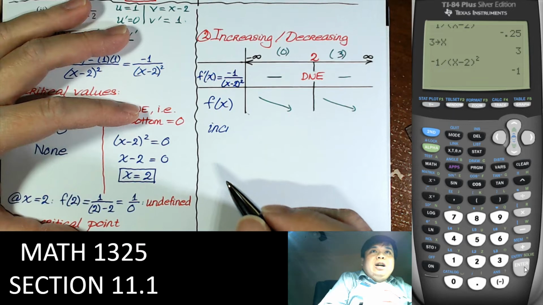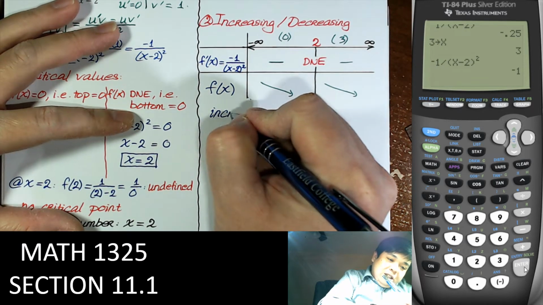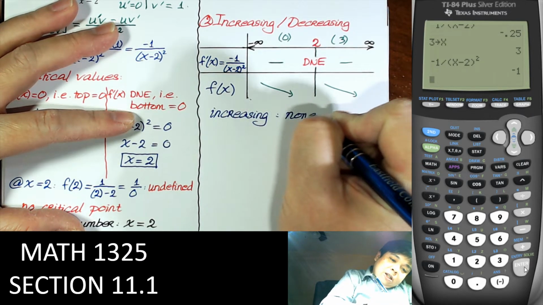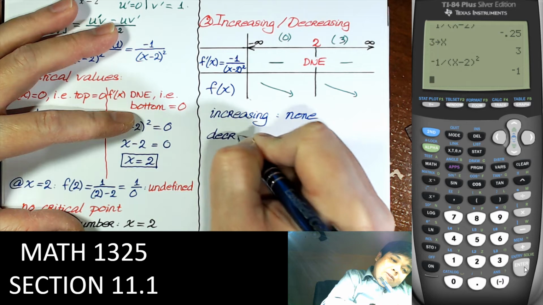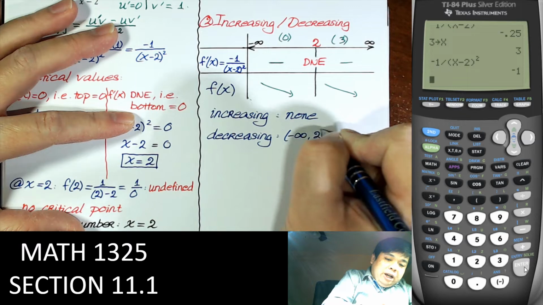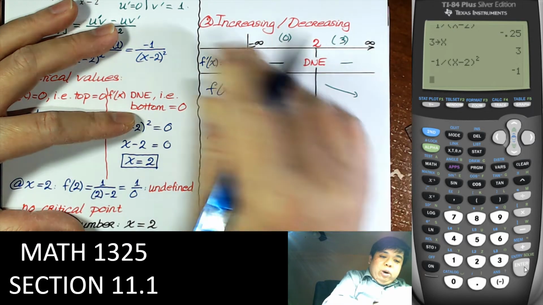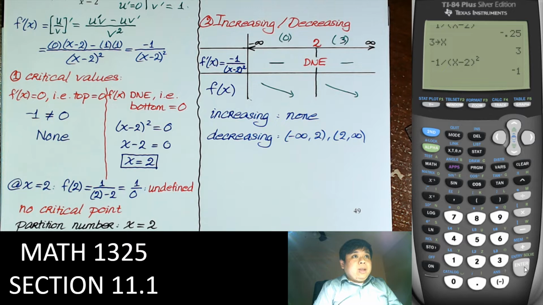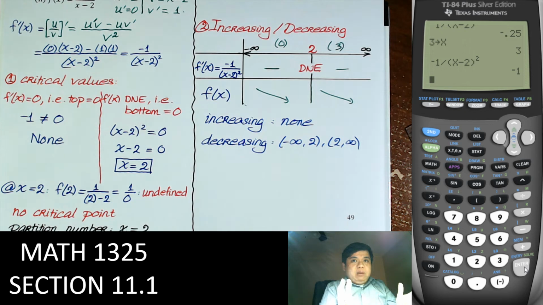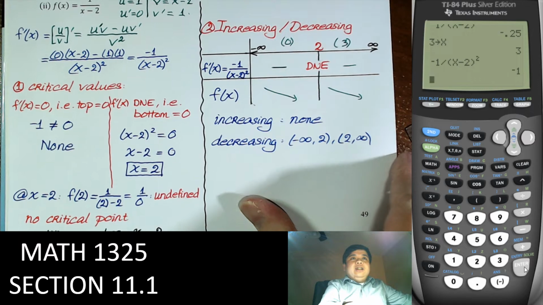So for this problem, there's no interval where the function is increasing. It is decreasing from negative infinity to 2 and from 2 to infinity, not going all the way from negative infinity to infinity. Right. By the way, if we only ask where the function is increasing or decreasing, we don't need to find critical values, because we only need partition numbers so we can divide the table, if we only want the interval. Right. So that is that.